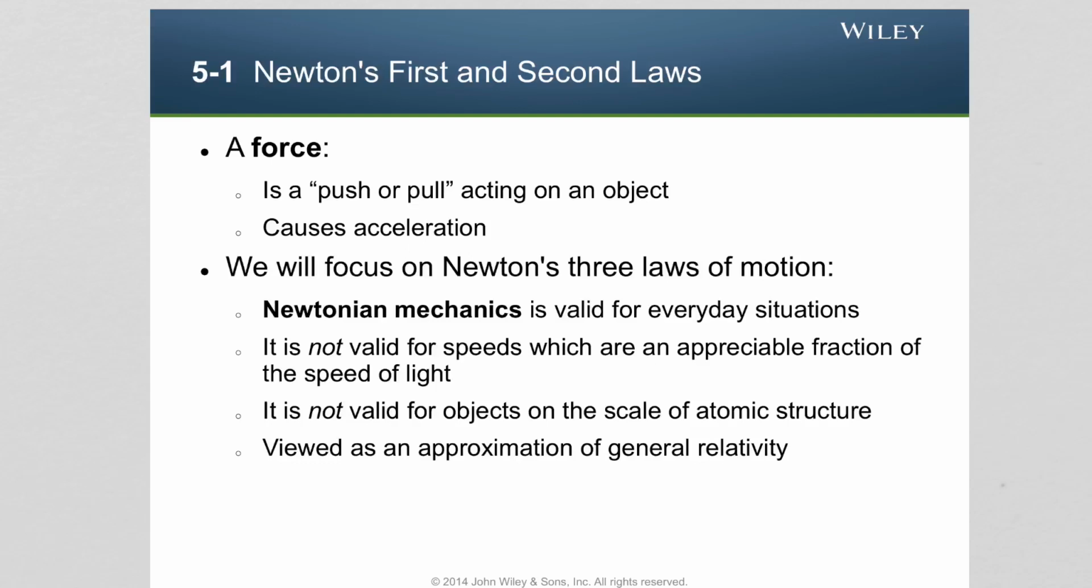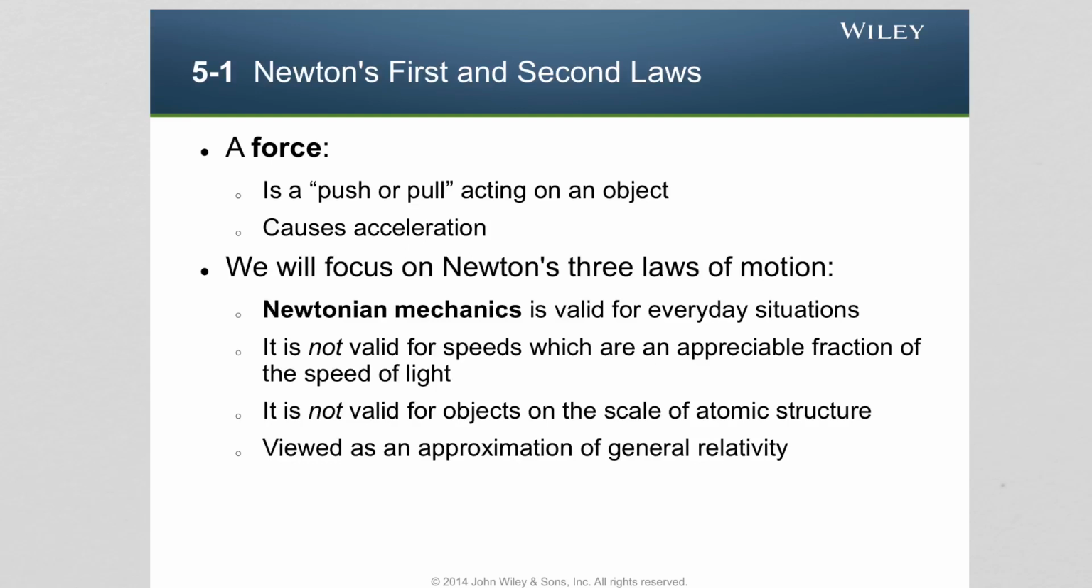We are going to call this part of the course Newtonian mechanics, because Newton's laws describe how force affects the motion of objects. And Newtonian mechanics is valid for everyday situations. It is valid for speeds that are much smaller than the speed of light. Newtonian mechanics is not valid for speeds that are close to the speed of light.